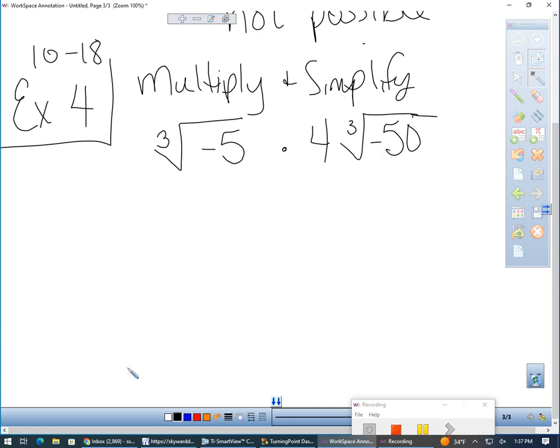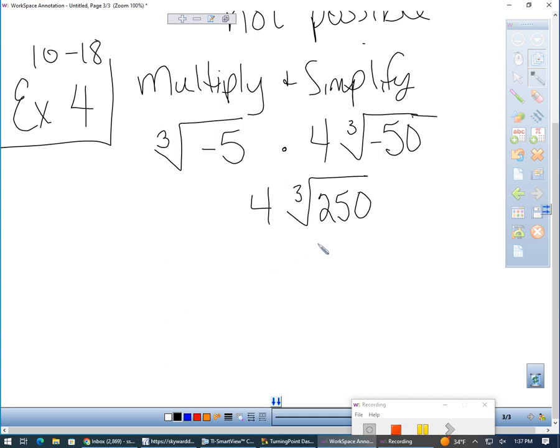All right, so what's step number 1? Multiply the outside. Multiply the outside, thank you. So 1 times 4 is 4. Cube root. Step number 2 is to multiply the inside. -250, I agree. A -5 times a -50 is positive 250.